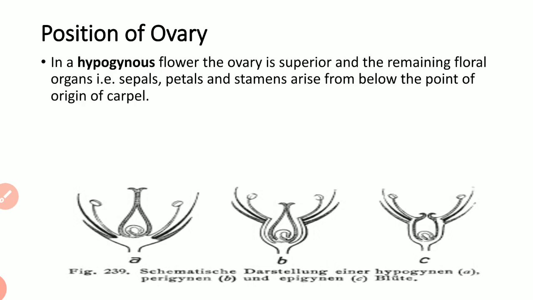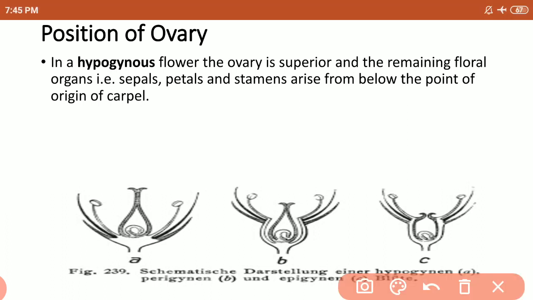In the hypogynous flower, the ovary is superior, and the remaining floral organs, that is the sepals, petals and stamens, arise from below the point of origin of the carpel. Okay, that is called hypogynous. Here in the hypogynous flower the ovary is superior. Superior means above the other floral whorls, which are the androecium, sepals, petals, and the ovary is above them. That is called the hypogynous ovary.